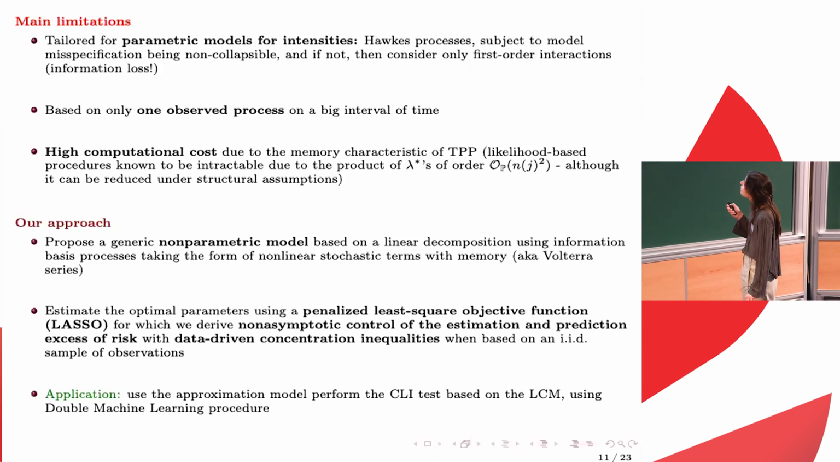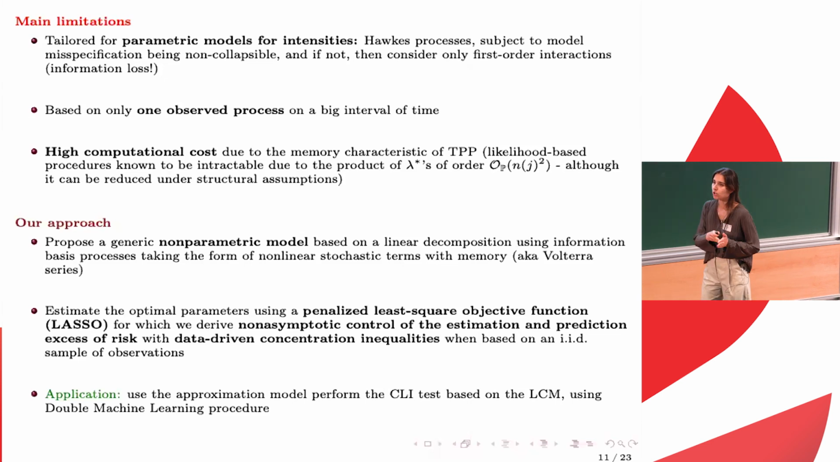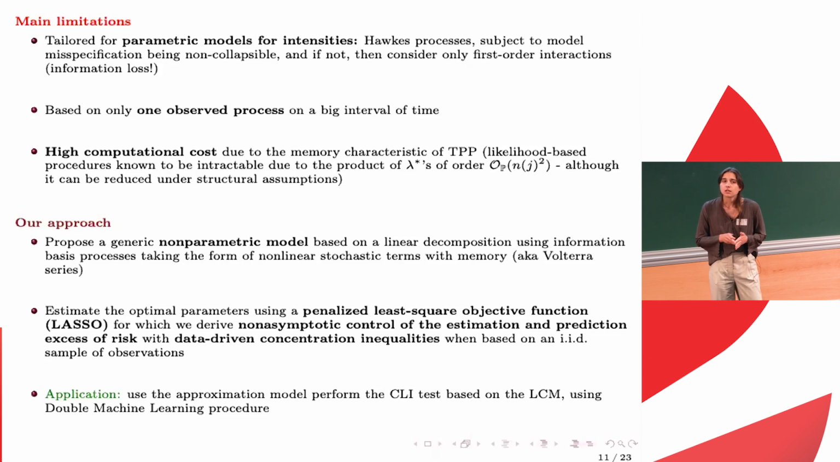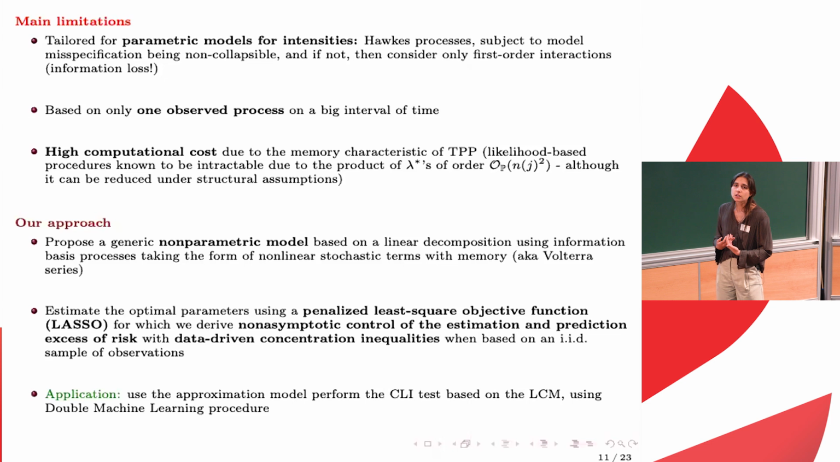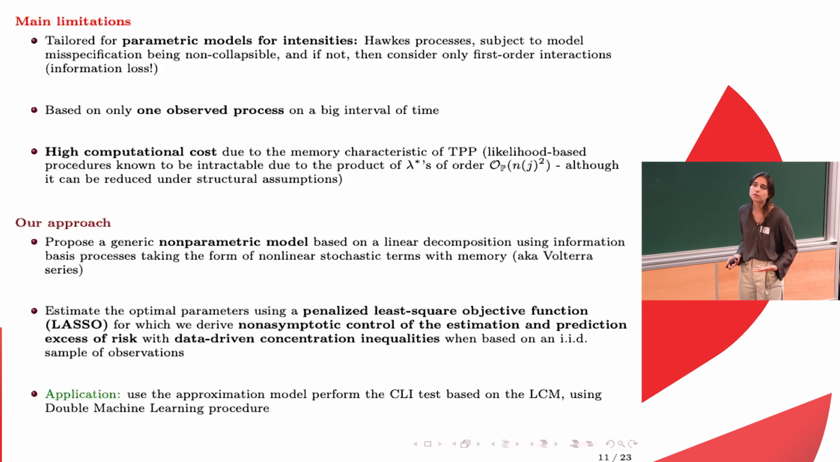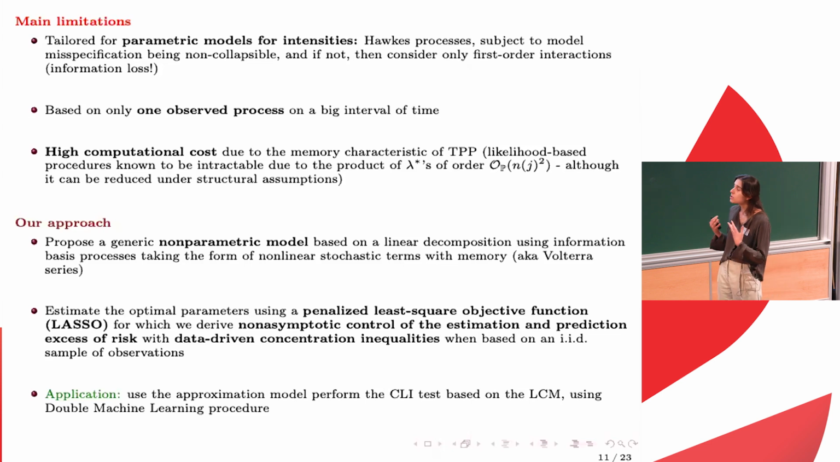Usually those methods are only based on one observed process that can be over a very long time interval. And when you think about the initial motivation, we have a data set for a given population. So we have to take into consideration the number of individuals that we observe, especially as we are in a very high-dimensional setting, right? We have a huge number of possible diseases.